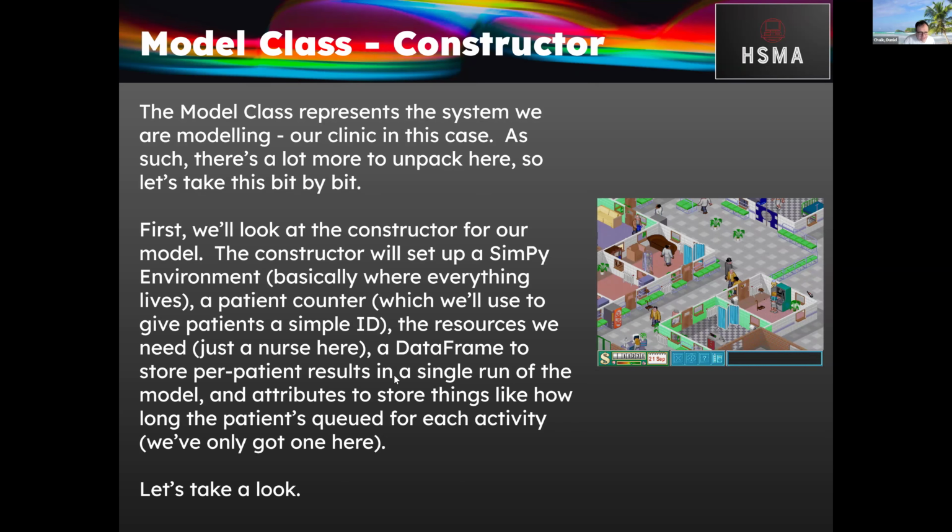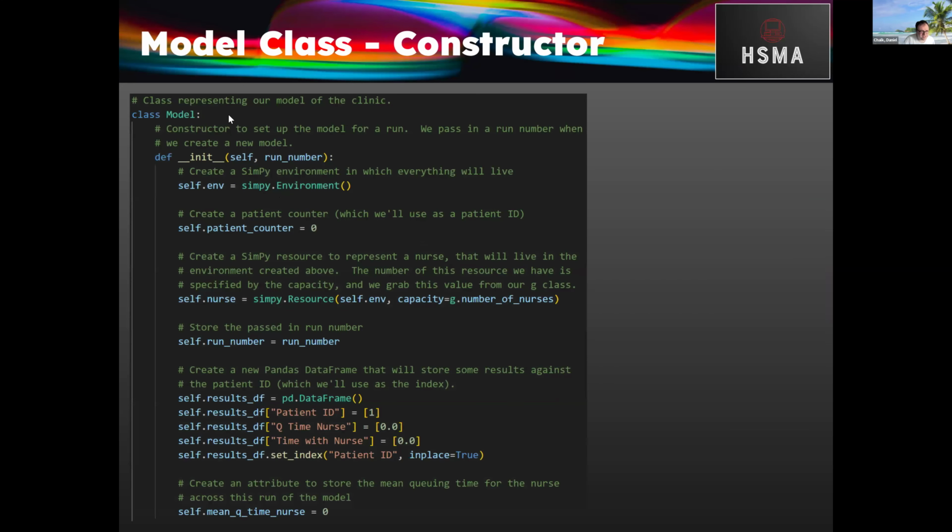So let's have a look at the constructor for the model class for this very simple model that I'm developing. So here is my class model. This is just the constructor we're looking at for the moment. So here is my constructor. Whenever I create a new model, I need to pass in the run number. So basically it'll say, okay, you are run number 27 of this model.